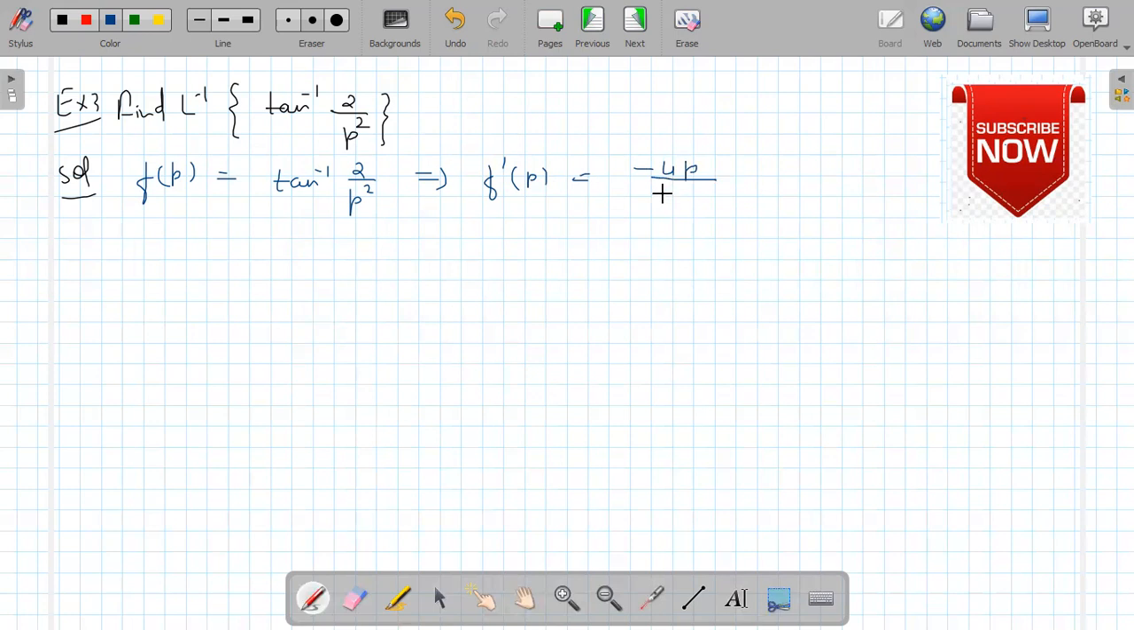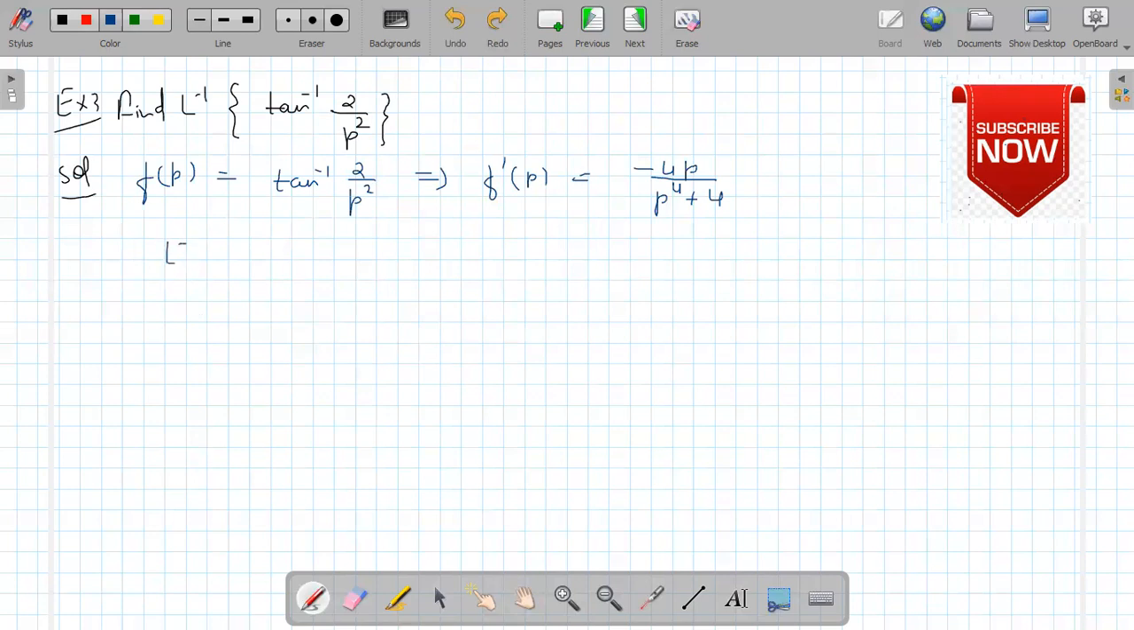I'm not showing the calculation part here. p to the power 4, let me write it again. Okay, minus 4p by p to the power 4 plus 4.